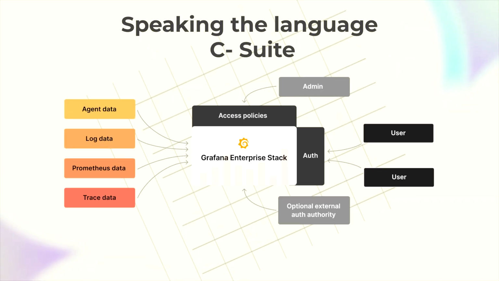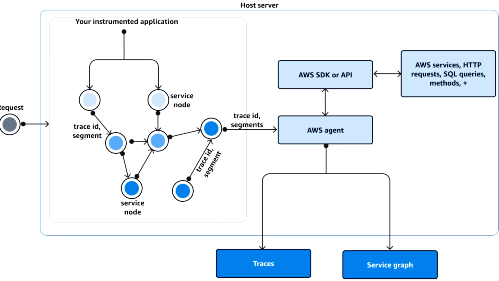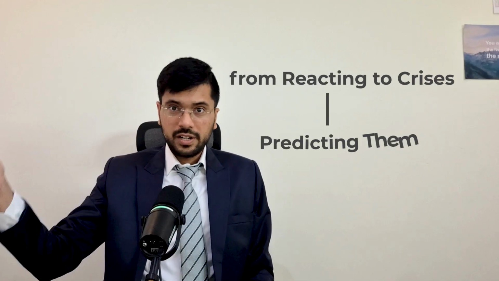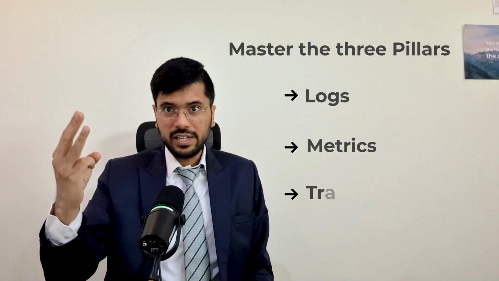We use tools like the Grafana Stack to see the system's soul. Don't wait for the phone to ring. Use traces like AWS X-Ray to find the needle in the haystack before the customer ever complains. This shifts you from reacting to crises to predicting them. Master the 3 pillars: logs, metrics, and traces. If you can't prove the system is working, it isn't. Speak business, not just bytes.